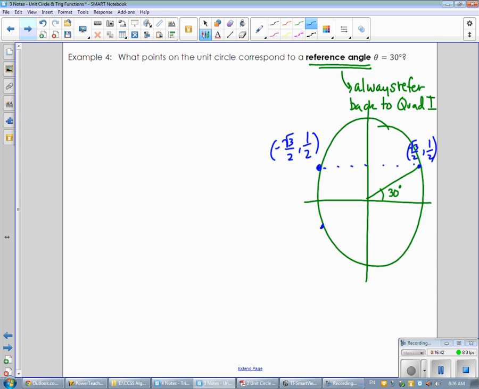But there's also a point down here in the third quadrant where both of those coordinates are going to be negative. And then finally, there's another one in the fourth quadrant where the x value is positive and the y value is negative. So that's what we mean by a reference angle. If I give you a measure of 60 degrees, there's going to be 4 points on the unit circle that are going to correspond to that. The absolute value of x and y are going to be the same for each. You just need to go around and change the signs.